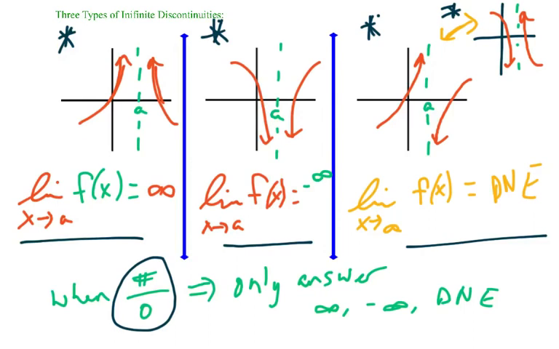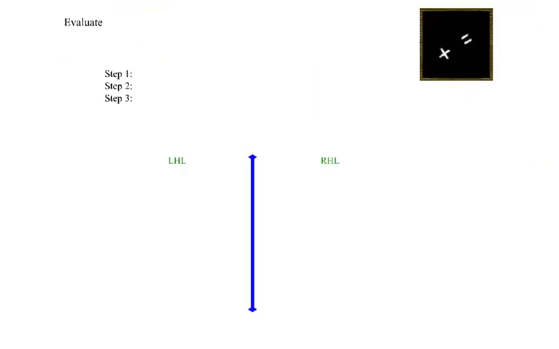Make sure you're writing that down in your notes, that when you plug in and get a number over 0, you are never, ever going to get a numerical value for your answer. You are only ever going to get positive infinity, negative infinity, or does not exist. Okay, so let's go on and talk about those steps now.